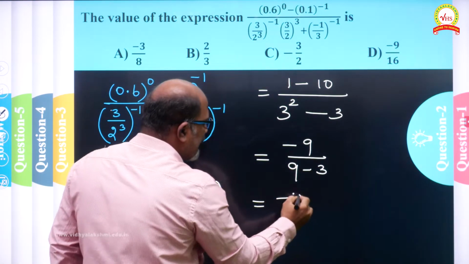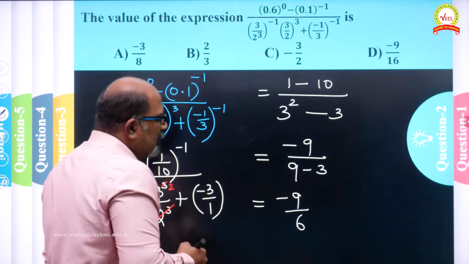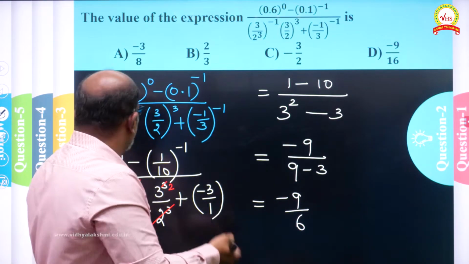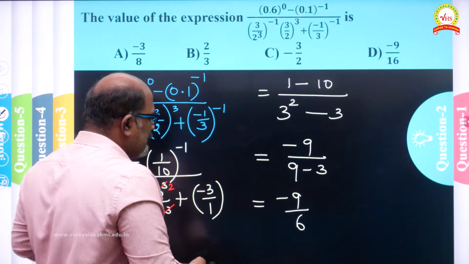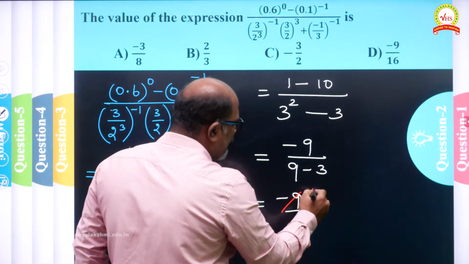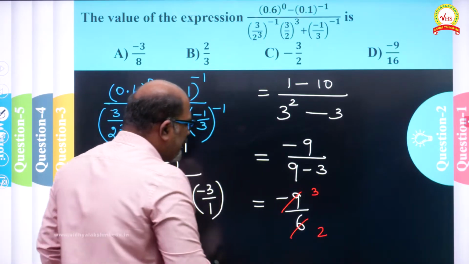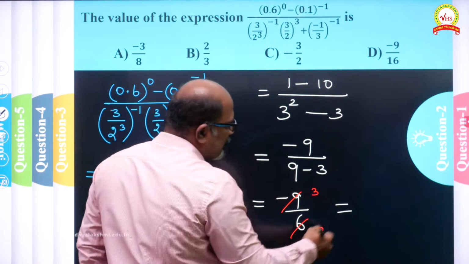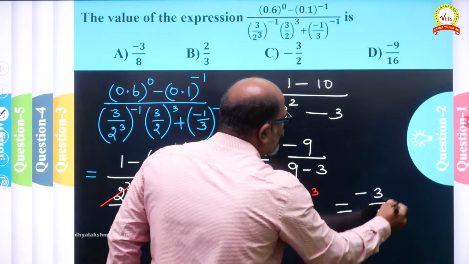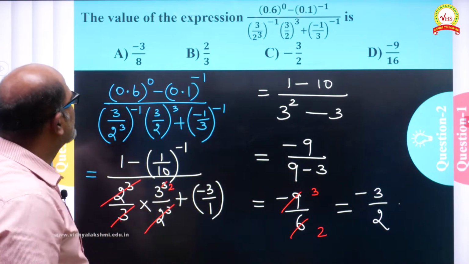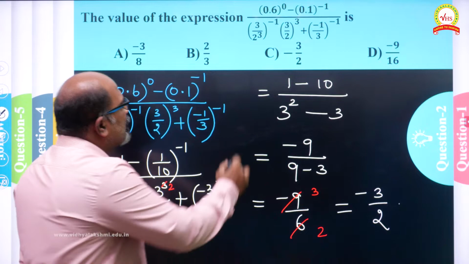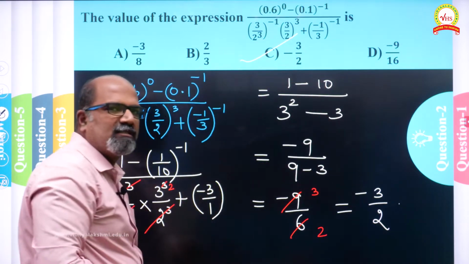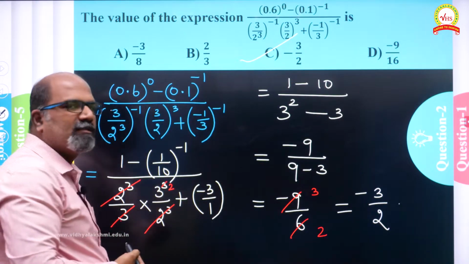Which is equal to minus 9 by 6 is the result that we are getting, but here also we can make cancellation because 3 is the common factor between the numerator and denominator. After cancellation, the final simplified answer we get is minus 3 by 2. So this minus 3 by 2 is the answer for this question, and it matches our option C. Option C is the answer.